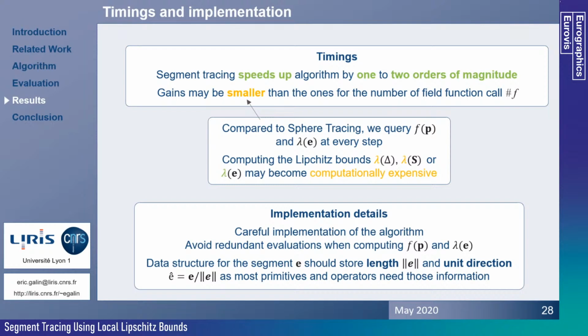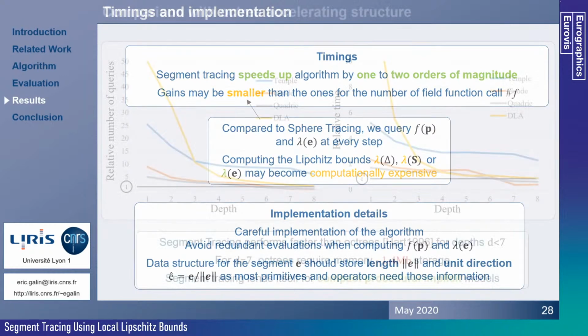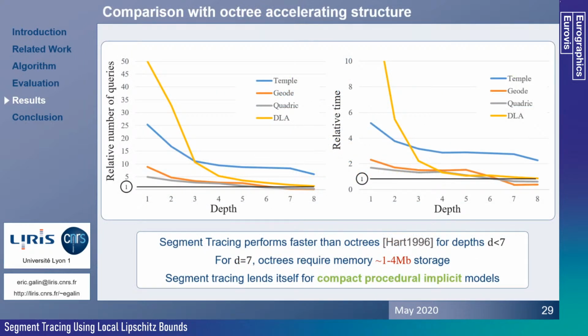In particular, common terms frequently used by primitives and operators, such as the segment length and its unit direction, should be stored in the segment data structure. Finally, here's a comparison of our method with an octree accelerating data structure storing local Lipschitz bounds. This is a typical storage computation trade-off. Results show that for depth below 7, segment tracing performs faster than octrees. Finally, remember that segment tracing performs all computations on the fly and thus preserves the compact aspect of procedural implicit models.